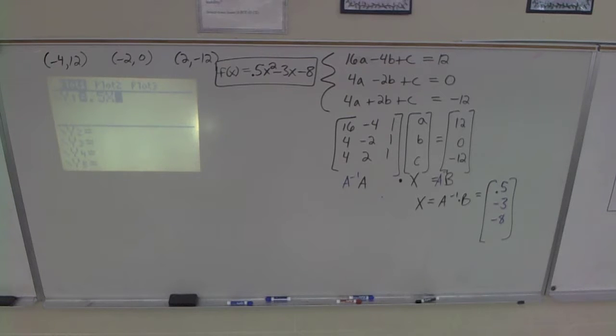So 0.5x squared minus 3x minus 8. Supposedly that's supposed to go through all 3. Can you guys give me a drum roll? You gotta see. Boom. Powerful. Yeah? So that's what you guys are doing mainly in this assignment.